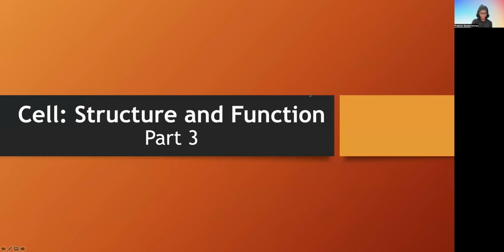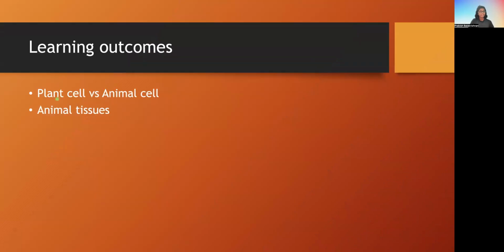Today we're going to see the chapter Cell Structure and Function Part 3. The learning outcomes are plant cell versus animal tissues.